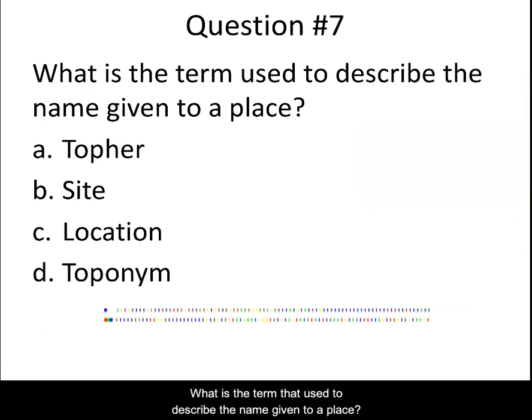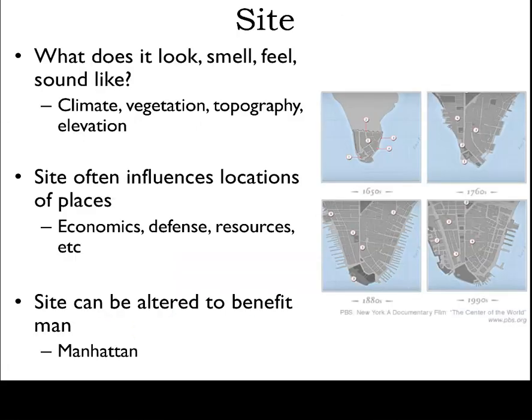So what is the term that's used to describe the name given to a place? It was the first bullet point in the previous slide. We're looking at a toponym, D.